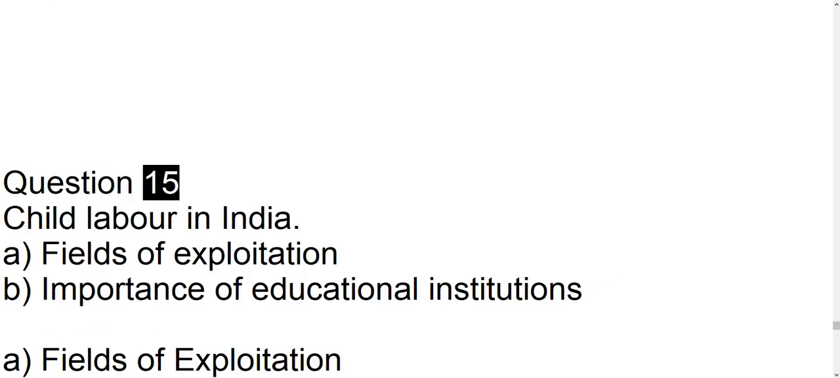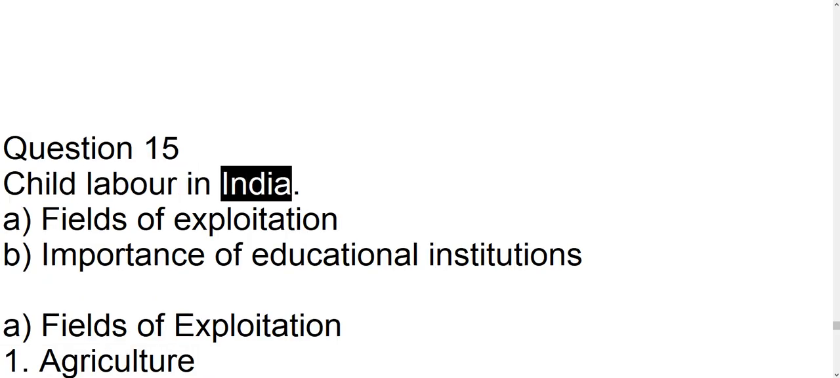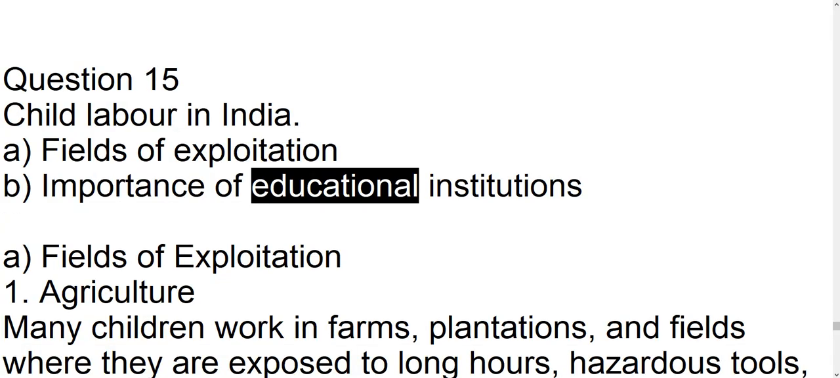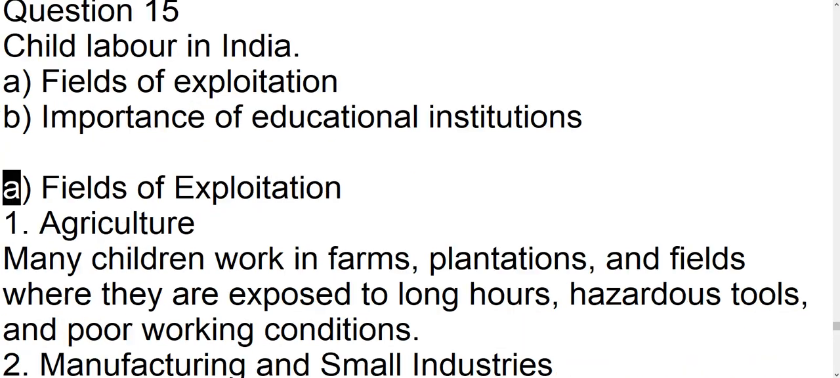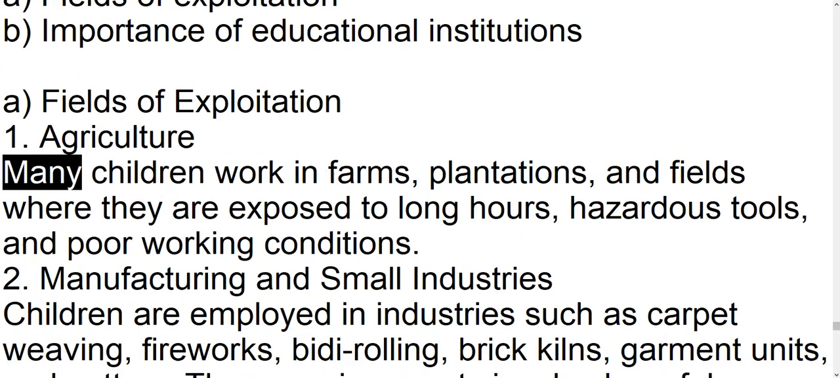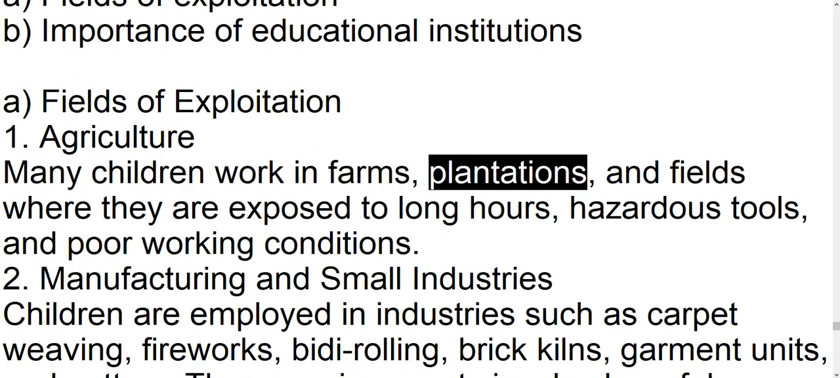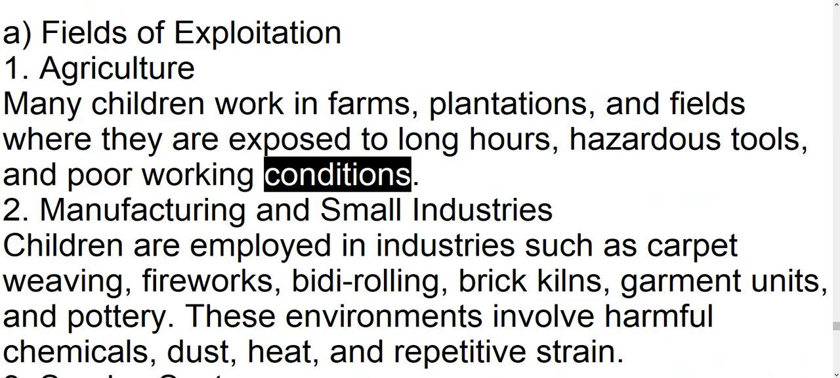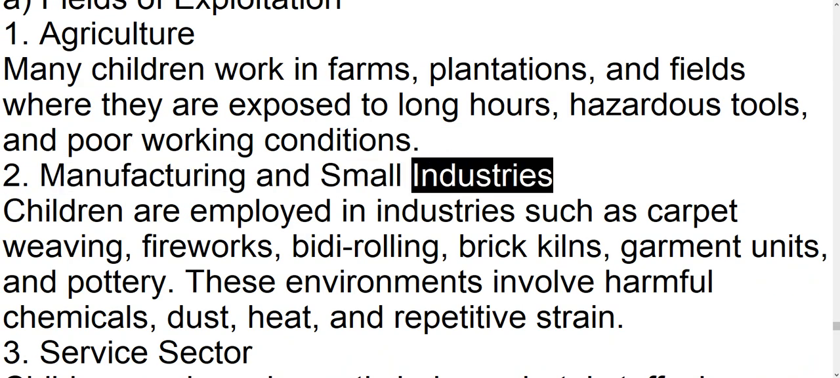Question 15. Child labor in India. A. Fields of exploitation. B. Importance of educational institutions. A. Fields of exploitation. 1. Agriculture. Many children work in farms, plantations, and fields where they are exposed to long hours, hazardous tools, and poor working conditions. 2. Manufacturing and small industries.